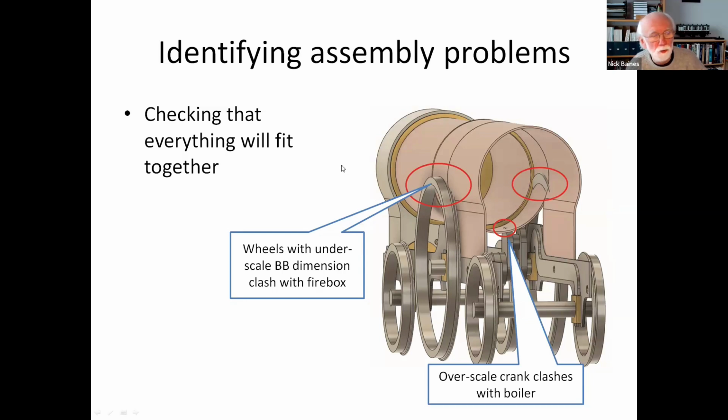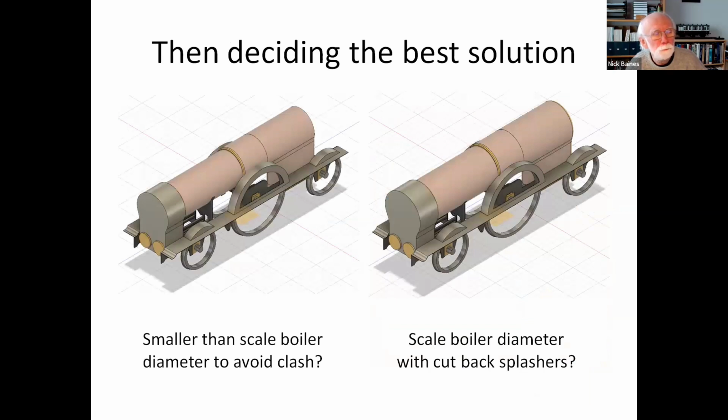So having identified the problem, what do we do about it? Well, a couple of options immediately sprang to mind. One is to make the boiler smaller than scale so that it actually fits between the wheels. And if you scale down the boiler, then of course you have to scale down the firebox as well. And to maintain the proportions of the loco, you have to scale down the smoke box. So actually, one large major component of the loco turns out to be smaller than it really should be.